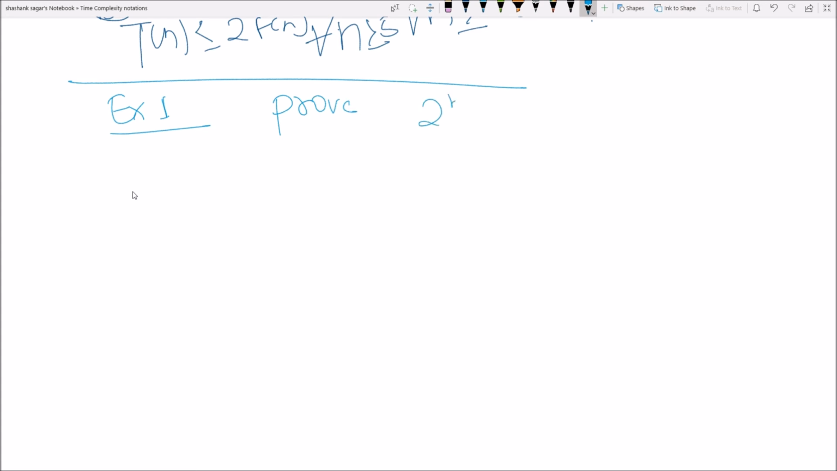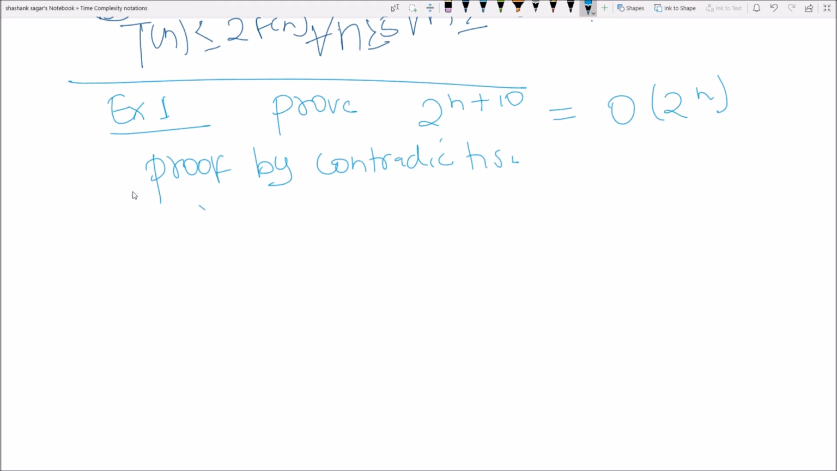Now we are going to see a few simple examples. Example 1. Prove 2 to the power n plus 10 is O of 2 to the power n. How are we going to do it? We are going to prove it by contradiction. That is, we will assume 2 to the power n plus 10 is O of 2 to the power n. Then what will we get?